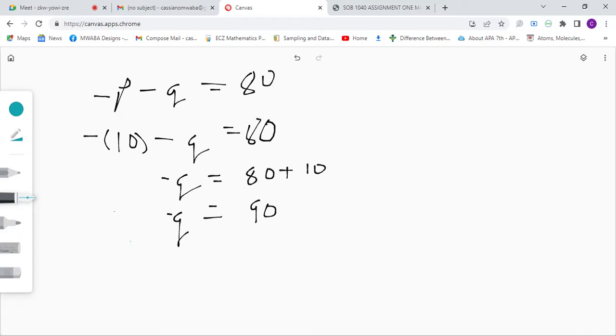Are we comfortable with those answers, colleagues? If we're not, tell me, sir, I'm not comfortable, I found a different answer. You share your screen and show us how you found your answer. It is allowed. So P equals 10 and Q equals negative 90. So we'll do part 2.